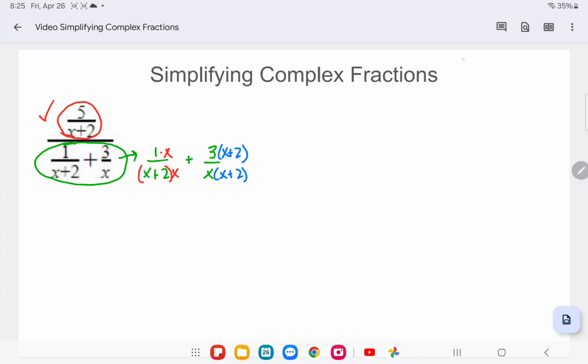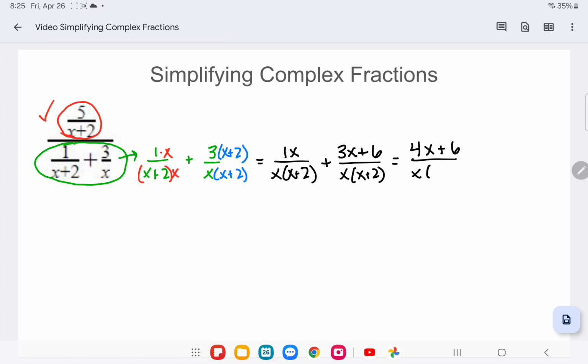So we're going to combine these together. So we have 1x over x times x plus 2. That's what our first one's going to become. I do not need to multiply out the denominator, but it is helpful to multiply out the numerator. So our new numerator on the right side is 3x plus 6. And now that we have a common denominator, I can combine like terms in the numerator over that common denominator.